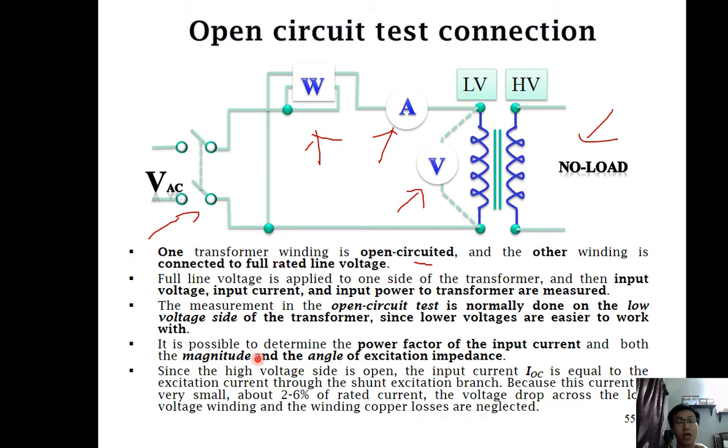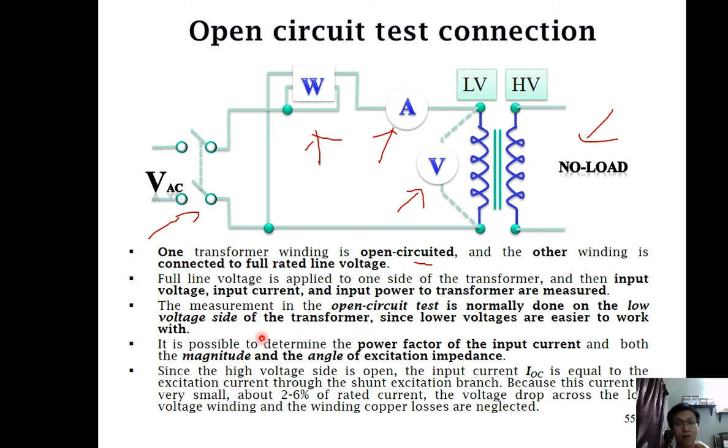LV is the low voltage side of the transformer, since lower voltages are easier to work with. For example, this is 2400 volt, and this is 24 volt. Which one is easier to apply? For sure it's 24 volt compared to 2400 volt, right?